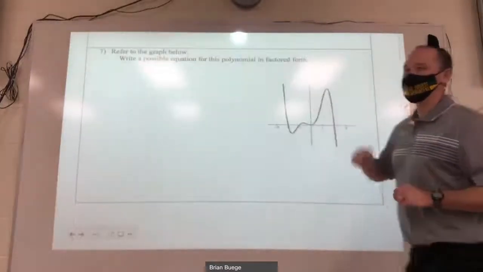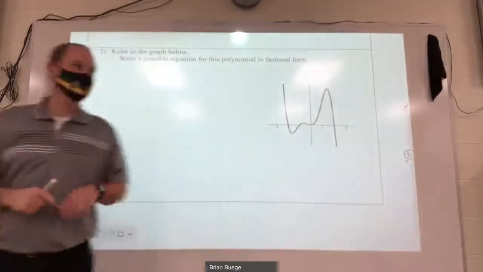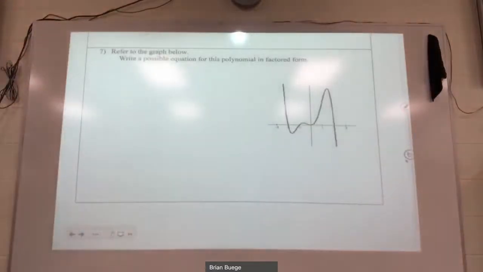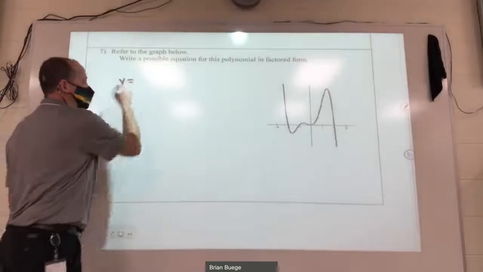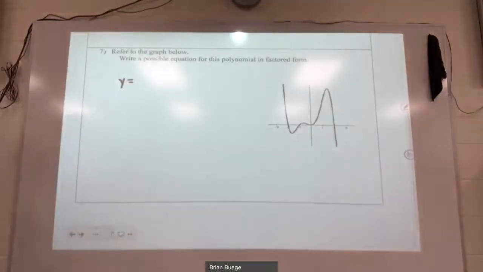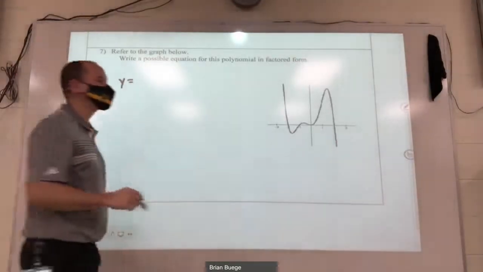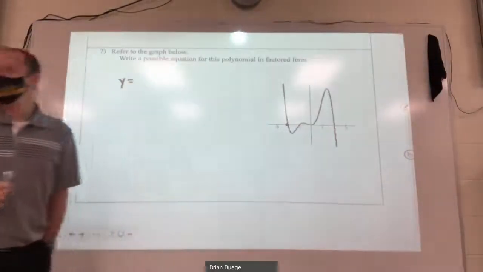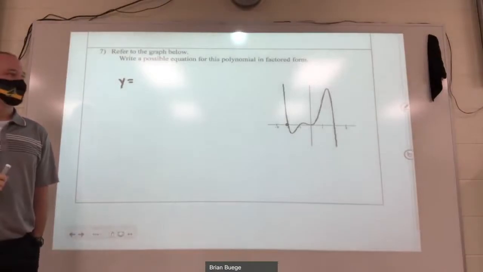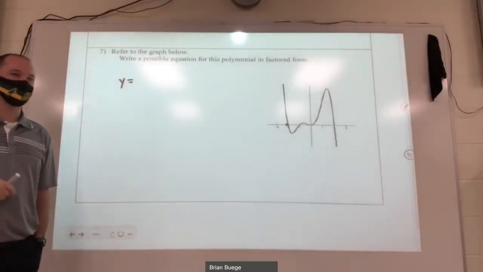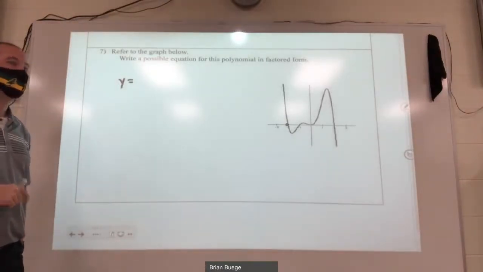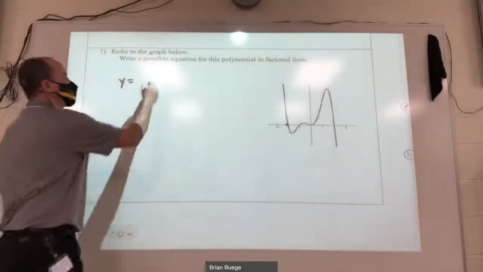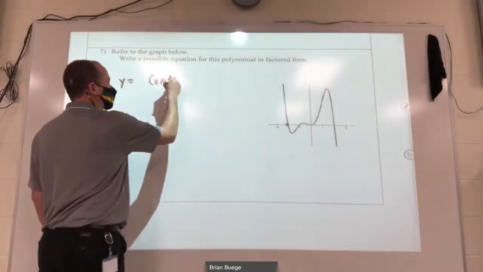Last one. How about number 7? So we're going to write a possible equation for this. Okay, so y equals. Again, let's just work our way through this. Here we've got -2. Therefore, what's the factor? -2 is the x-intercept. What's the factor then, Kyle? 2. Okay, yeah, it'd be x plus 2. So we've got x plus 2.